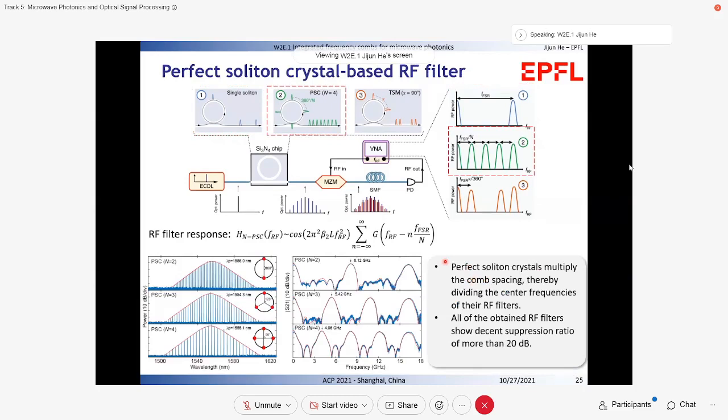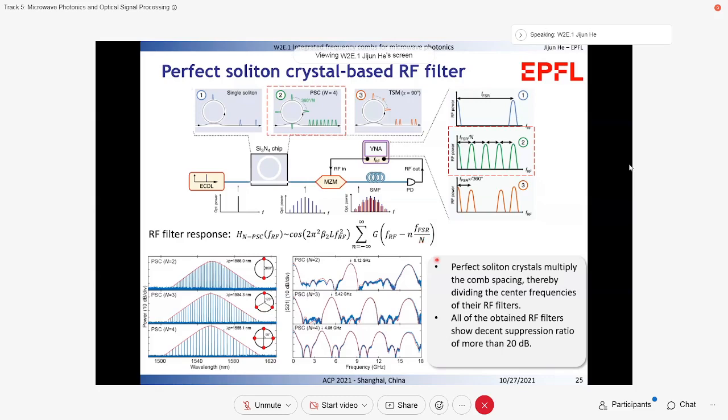In addition, the IF passband can also be reconfigured by the perfect soliton crystal. Here it shows the filter response in this case. Basically, the perfect soliton crystal multiplies the comb spacing, and therefore it divides the center frequency of the IF filters.